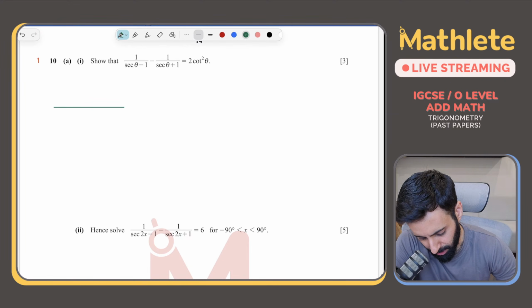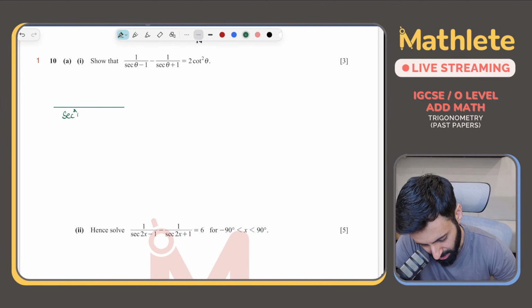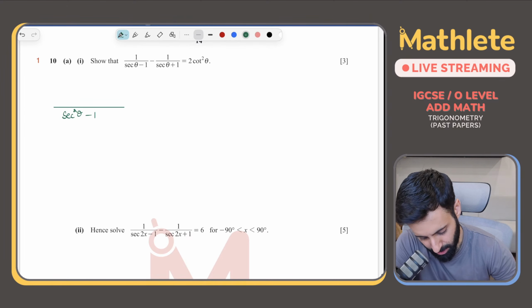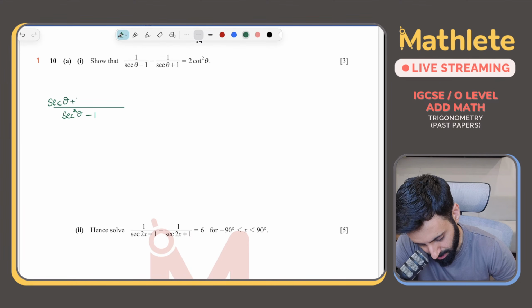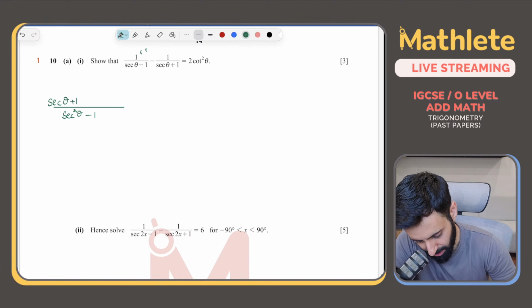Show that 1 upon sec theta minus 1 minus 1 upon sec theta plus 1 is equals to 2 cot square theta. So here's what we're going to do. In the denominator, we'll have to take the LCM. Since it's a minus b into a plus b, that's going to be equal to a square minus b square. That means sec square theta minus 1 square, which is as good as 1. As far as the numerator goes, that's going to be sec theta plus 1. Okay, so we're going to multiply this by sec theta plus 1. And we're going to multiply this by sec theta minus 1.